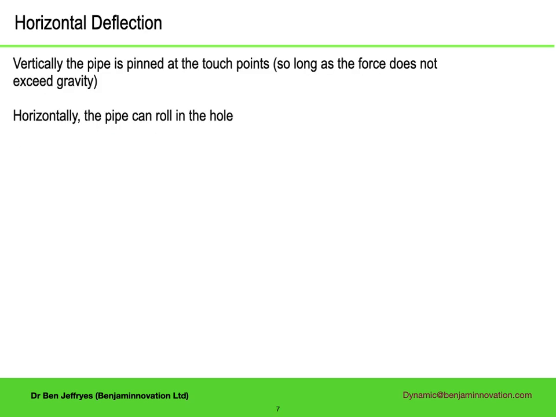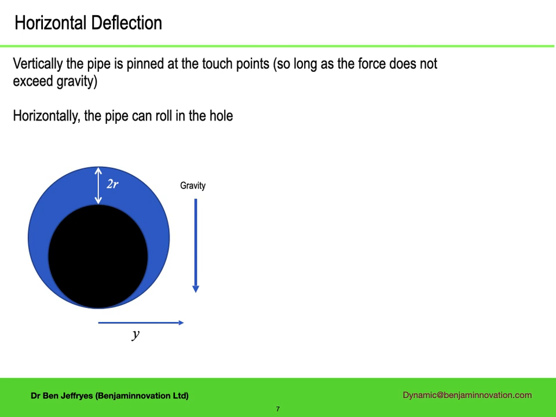But what about in the other direction? Vertically, for small forces, gravity keeps the pipe on the bottom of the hole, but in the other direction, horizontally, it can roll. In cross-section, it looks like this. I'm denoting the deflection by Y again. The pipe can roll around the hole with a rolling radius R.